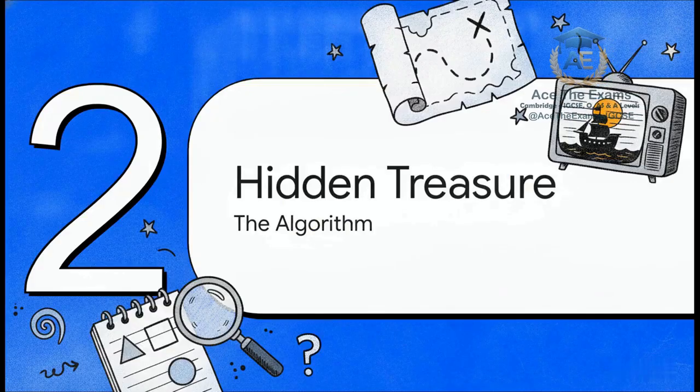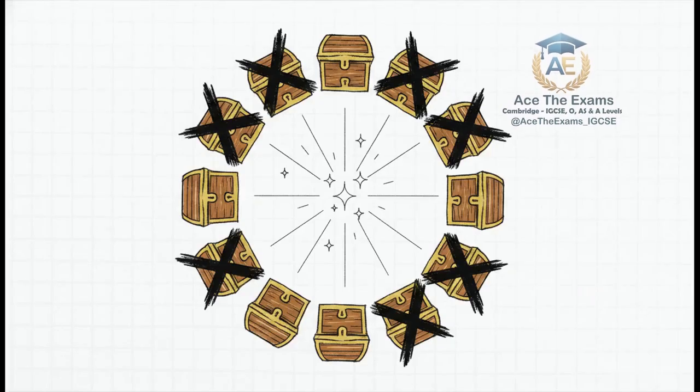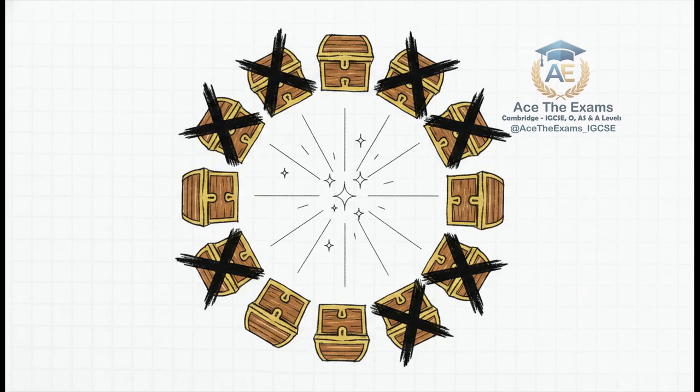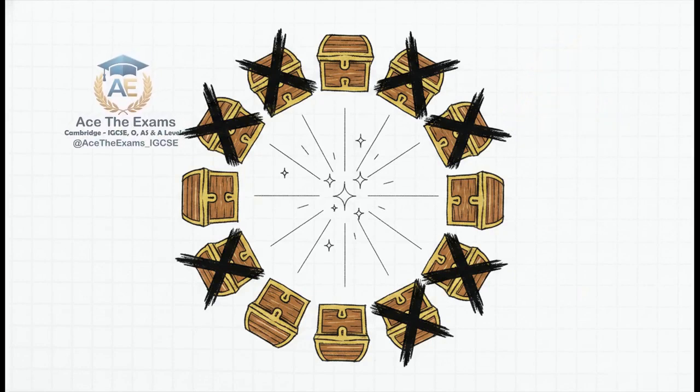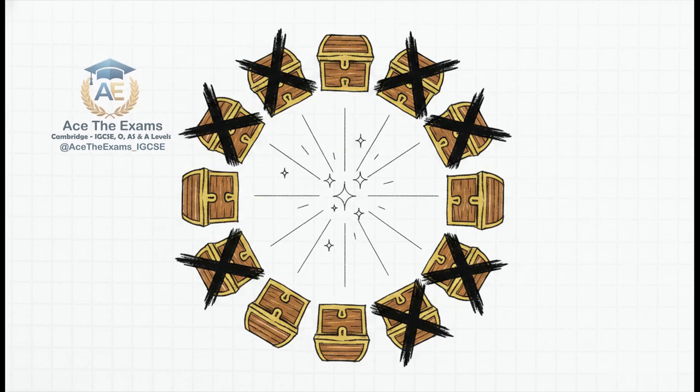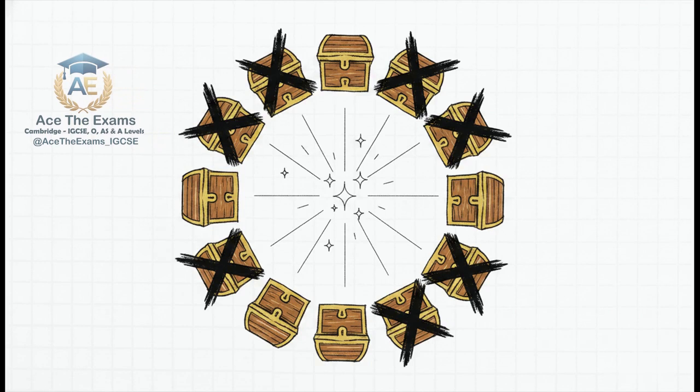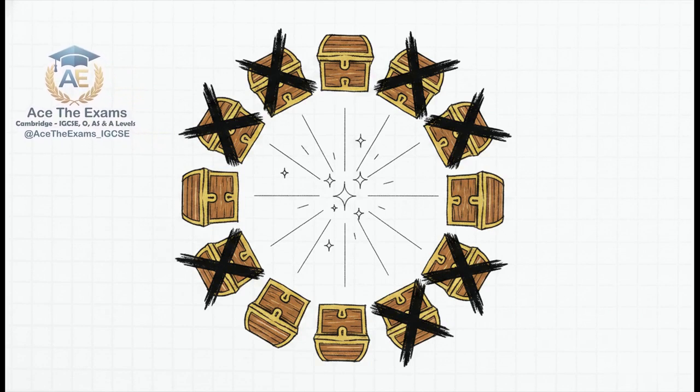Let's move on to Section 2, the hidden treasure algorithm. For this act of our strategy session, our investigation shifts from the open sky to a tricky treasure island puzzle, the kind of complex algorithmic question that Cambridge loves to throw at you. Here are the rules of the game, and you need to decode these command constraints carefully.